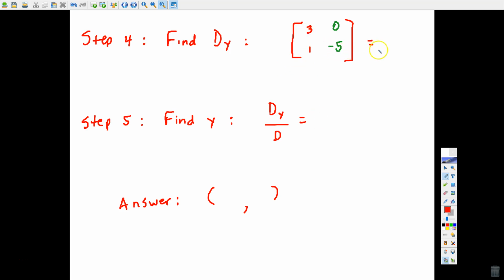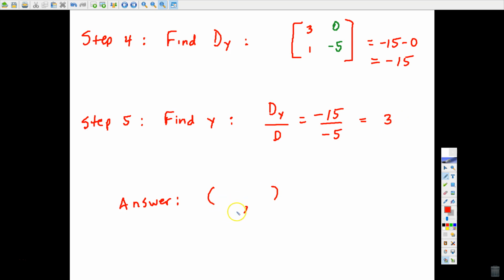3 times negative 5, negative 15. Always subtract. 1 times 0 is 0. D sub y is negative 15. Well, to find y, I use that as my numerator, and I always divide by the determinant of the coefficient matrix. So y is going to be positive 3.